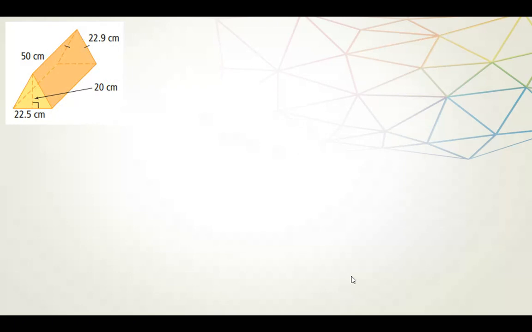This one's going to be a little bit more complicated to look at. Once again, I'm going to start off by doing the bases. The bases are the triangles, this one and this one right here. These little hash marks mean that the length of both those sides is the same. So if this side is 22.9 centimeters, then this side right here is also 22.9 centimeters. So let's start off with the bases.